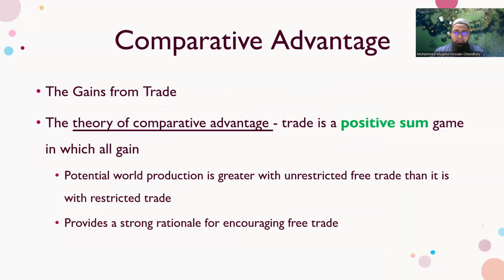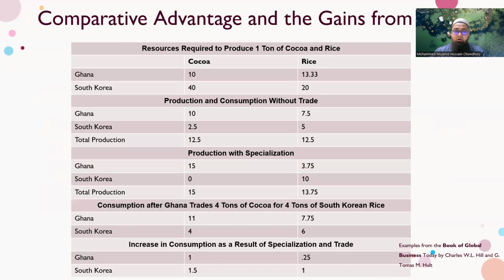Just before going there, as he told, yes, we can still have gains from trade, though a country has the absolute advantage in producing this, and it is a positive sum game. And the potential world production is greater with unrestricted trade than it is restricted. So let's have a look at the comparative advantage.